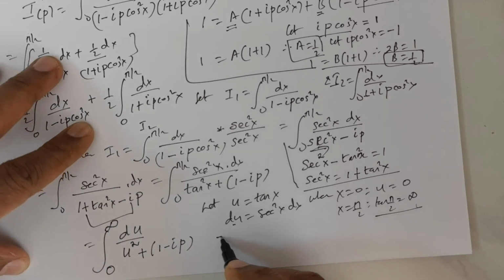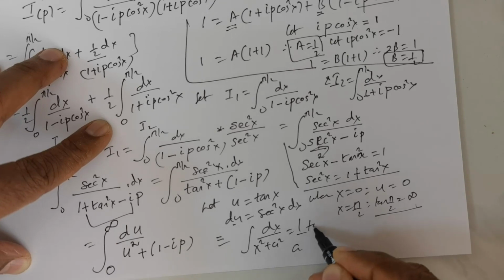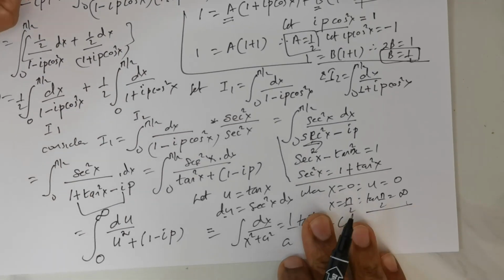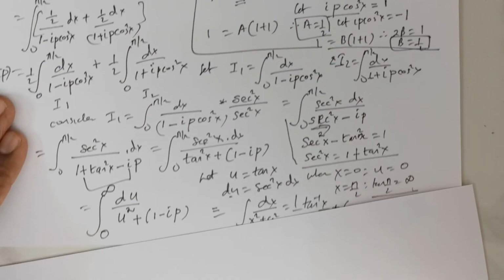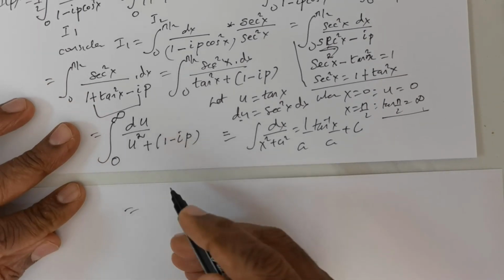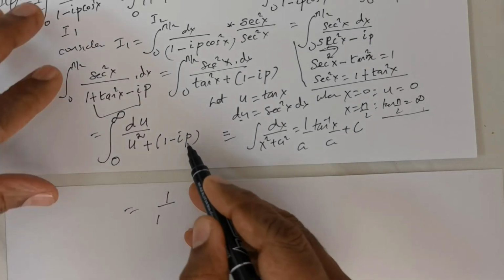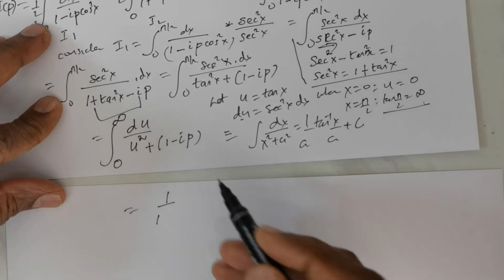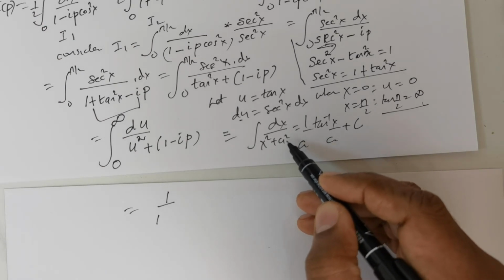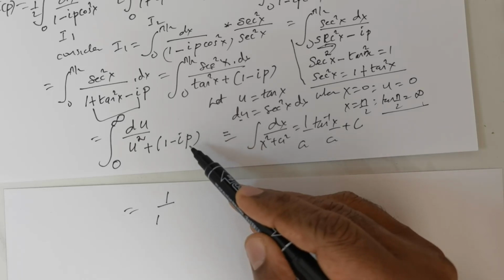Now this is similar to the integral of dx over x squared plus a squared, which is equal to 1 over a tan inverse of x over a plus an arbitrary constant. So we will have to utilize that formula. Let me go to the new page. So this is equal to 1 over a, 1 over 1. In place of a, this is actually not, over here it's a squared, right? So over here we do not have a squared. So we just have 1 minus i times p.